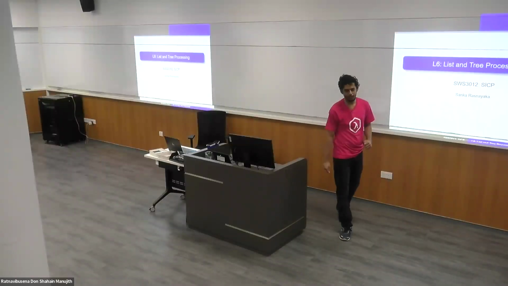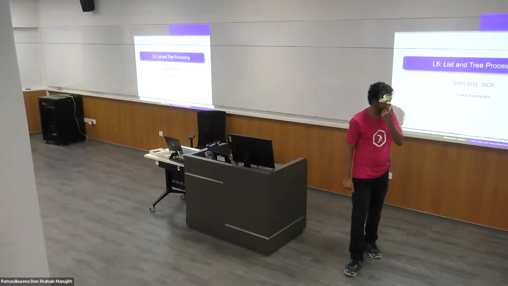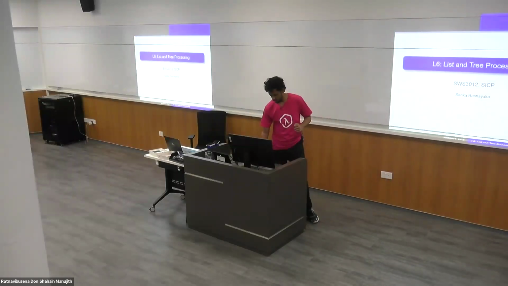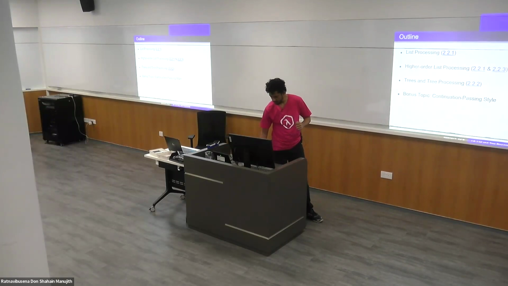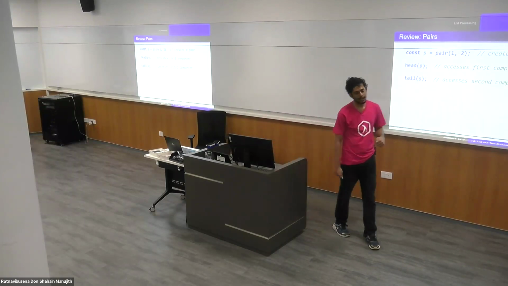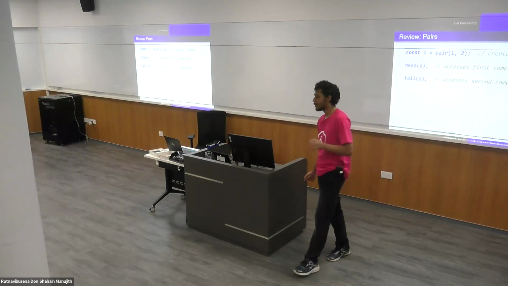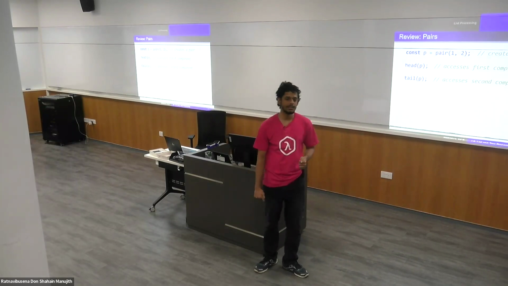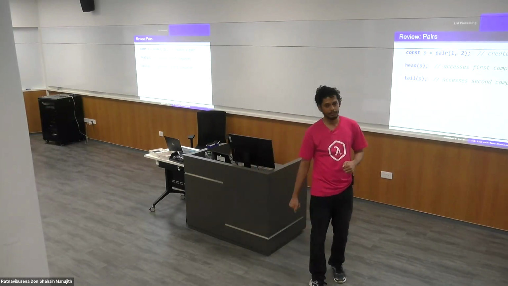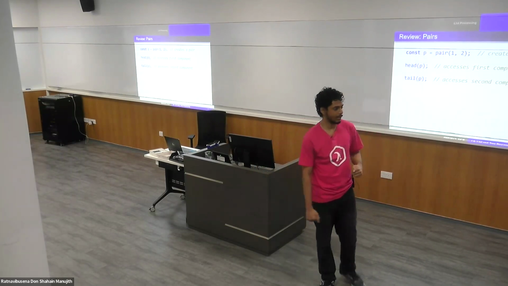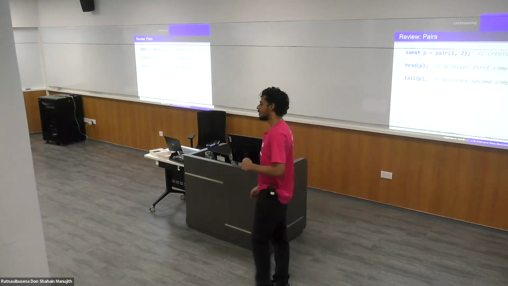Okay, so today we'll be talking about list and tree processing. Before we begin, I need to do a small recap. Yesterday you learned about pairs. At the beginning of this course, you learned about primitive data types. Can someone tell me an example of a primitive data type? Yeah, you learned about numbers, booleans and strings. So yesterday you learned about pairs.